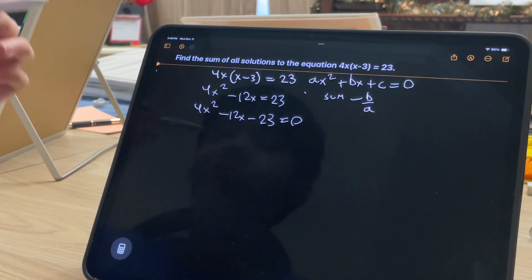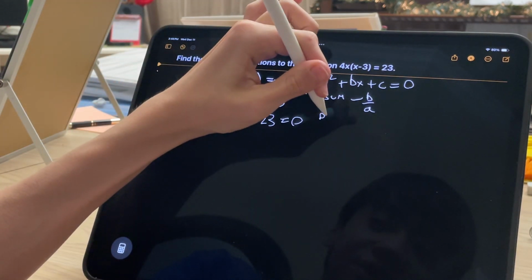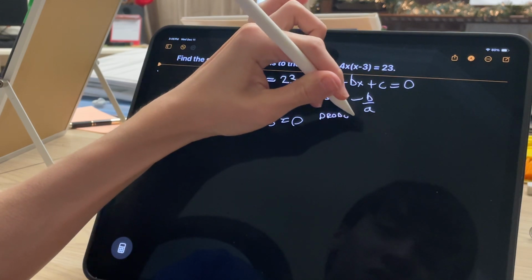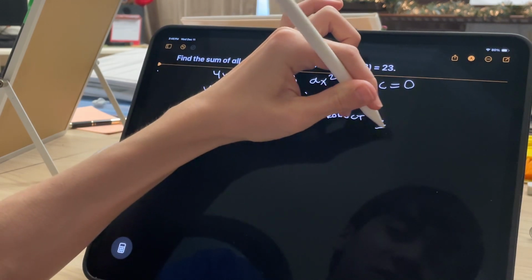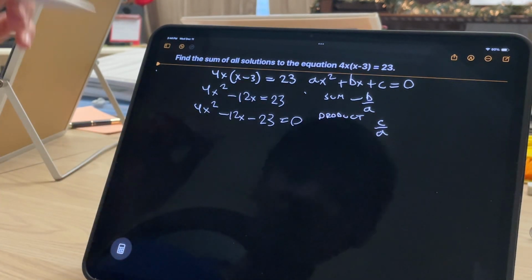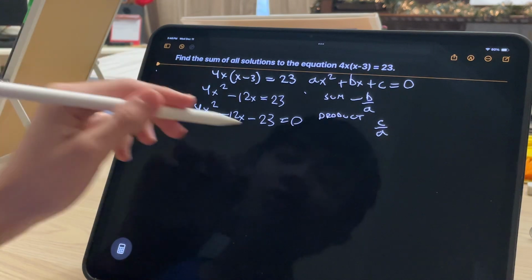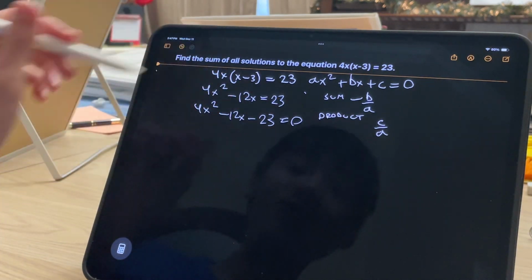Now, this isn't relevant in this problem, but the product of the roots is equal to c over a. That's also an important and useful fact to know. The product of the roots is c over a. Alright, so now we've got that down, we can proceed to find the sum of all solutions here, now that we know this formula.